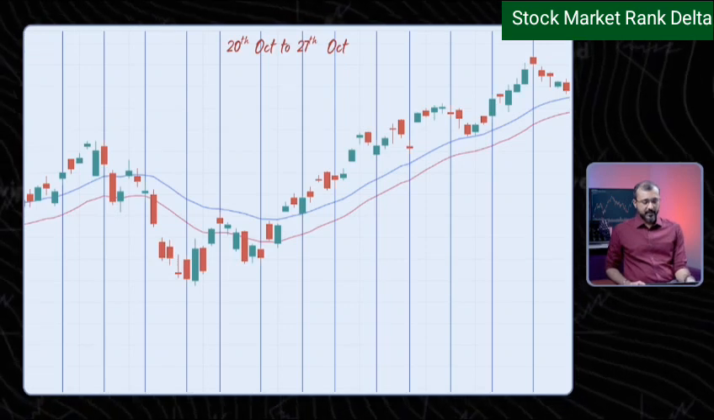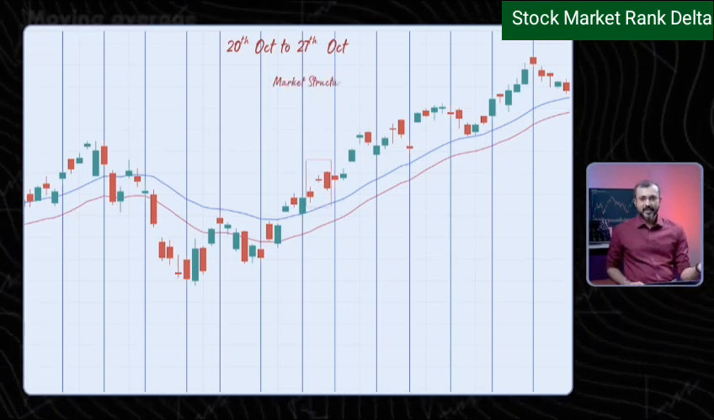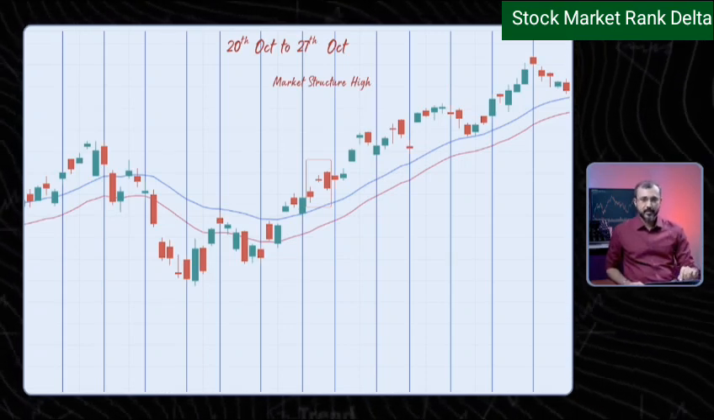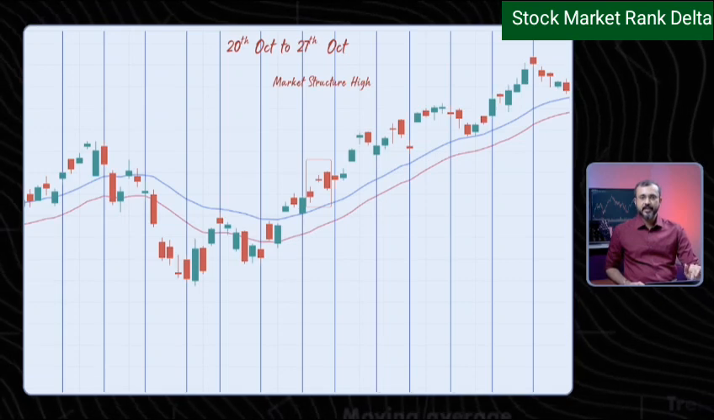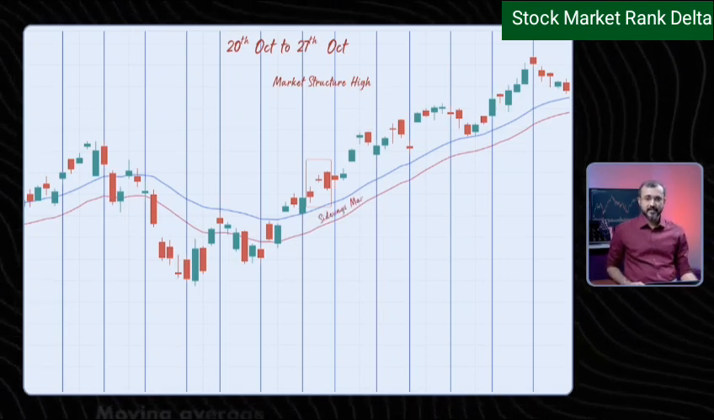In between, you see there is a market structure high getting formed. All the three candles are bearish. The first candle is a bearish candle. The second candle is also a bearish candle, but it's a gap up. The third candle is also a bearish candle, which is engulfing the previous two candles. So now we understand the markets are sideways.